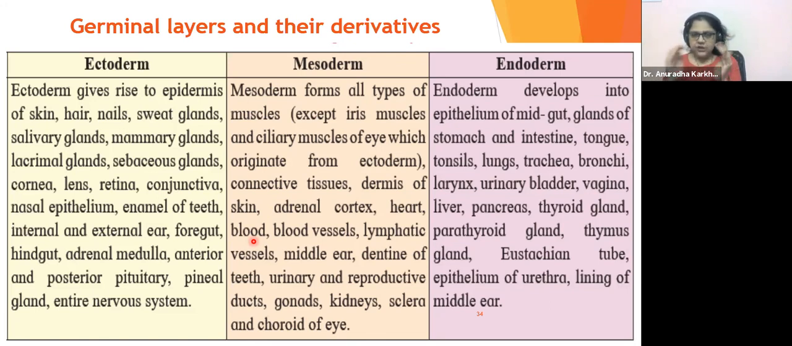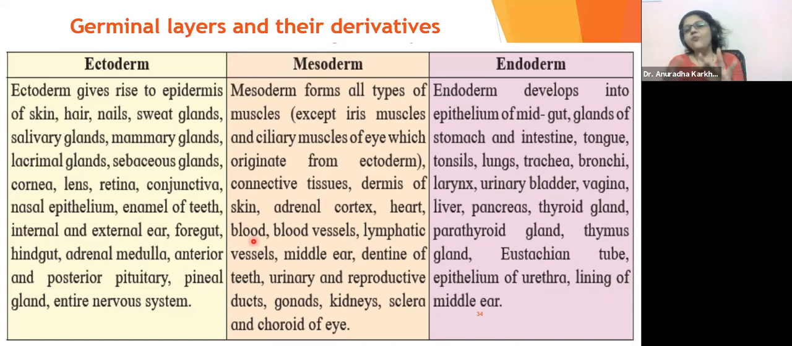Adrenal gland, right, its medulla is made up from ectoderm. Anterior and posterior pituitary gland, pineal gland, and the entire nervous system is formed from ectoderm. Okay, so you saw that the ectoderm which was formed initially, that blue color ectoderm, will differentiate, it will undergo changes, and it will form so many things of the fetus. See, you saw the list, right?